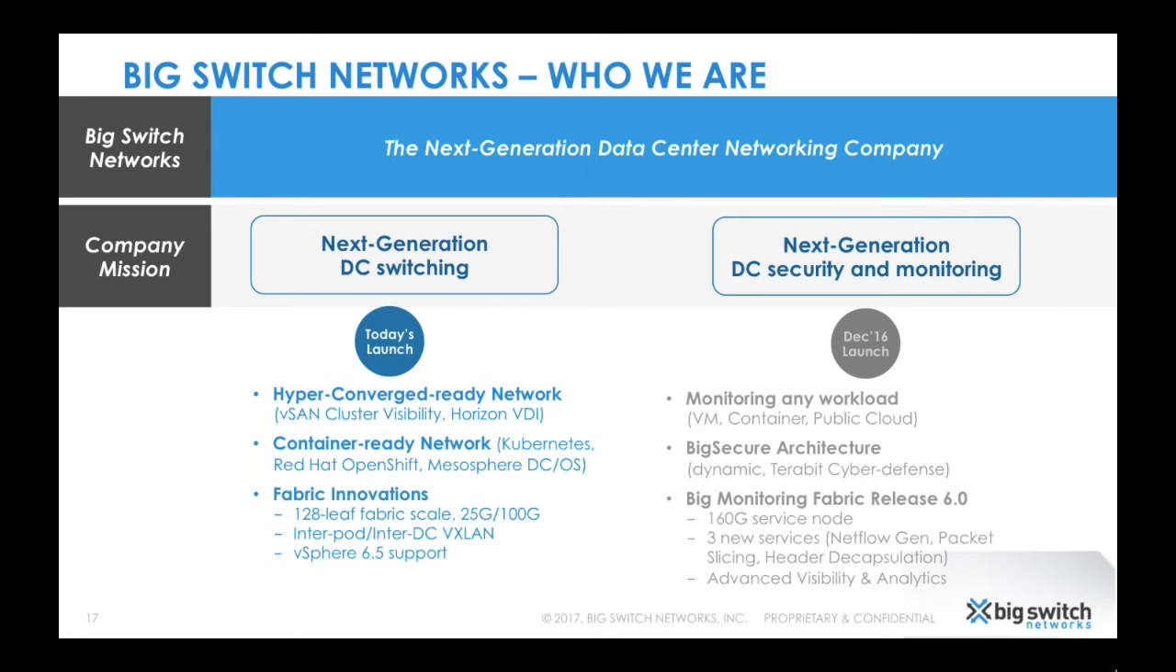If we look at what we're going to be focusing on from a technology perspective, three key areas of innovation. First is with respect to hyper-converged ready networking. You can look at this as auto-configuration for vSAN networking and really allowing for simplicity in areas such as, as an example, one-click multicast.